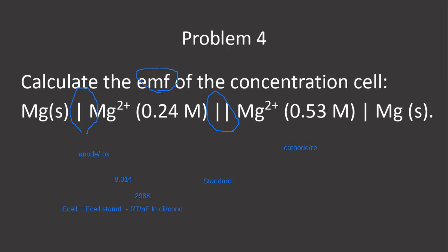And then 0 right over here. And then F is 96,485. What's n in this case? Yeah, it's also 2. 2 is very common. And then ln dilute, so dilute would be 0.24 over 0.53.